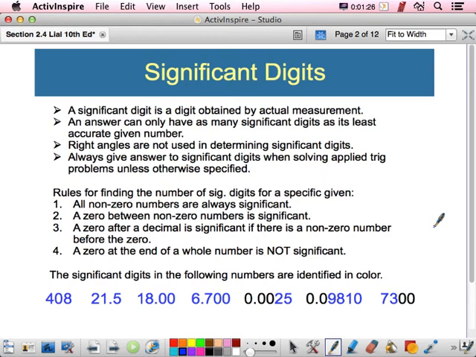Your final answer for a trig problem can only have as many significant digits as its least accurate given number. So you look at every number in the problem individually, and then you decide how many significant digits that has, and you use the lowest. So if you have one number that has 2, one number that has 3, and one number that has 5 significant digits, you use the lowest.